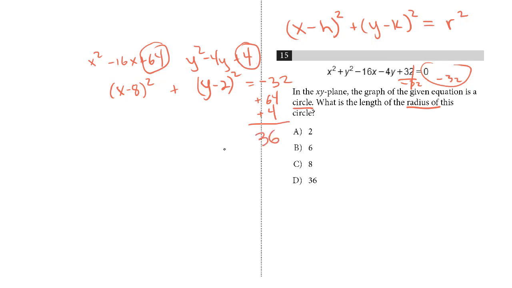So we know our r squared, the right side of the equation, equals 36. Which means r equals the square root of 36, or 6. The correct answer for the radius of the circle is B, 6.